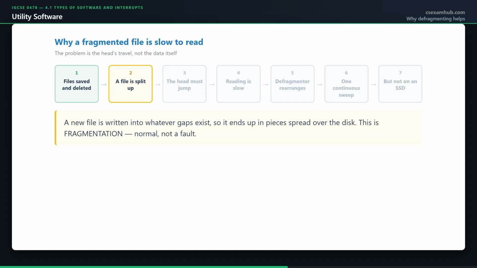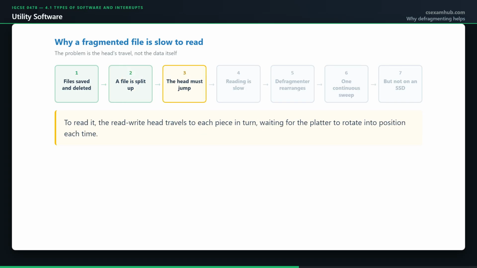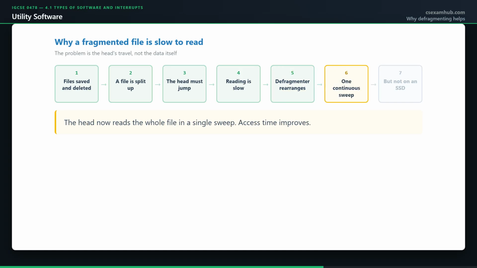Now recall the hard disk mechanism from 3.3, a read-write head on an arm moving across spinning platters. To read a fragmented file, that head has to travel to one part of the disk, then another, waiting for the platter to rotate into position each time. All that physical movement takes time, and the more fragmented the file, the slower it is to open. The defragmenter rearranges the data so that the pieces of each file are stored contiguously next to each other. The head then reads the file in one continuous sweep instead of jumping around, and access times improve.